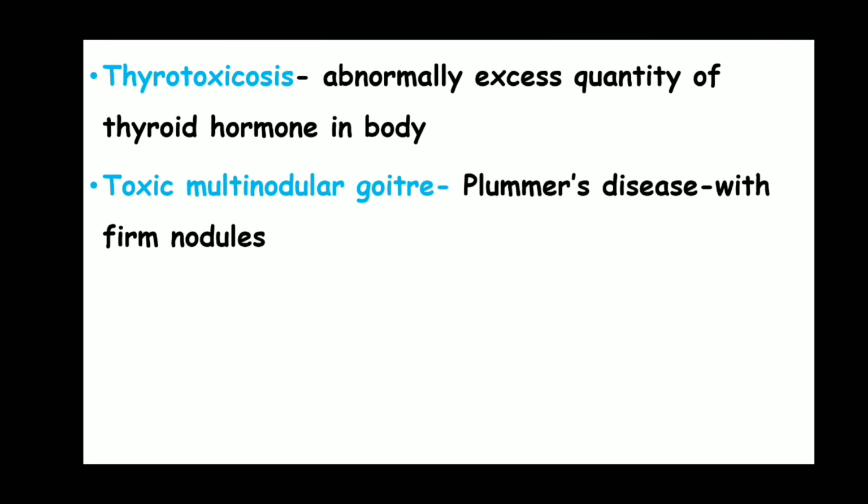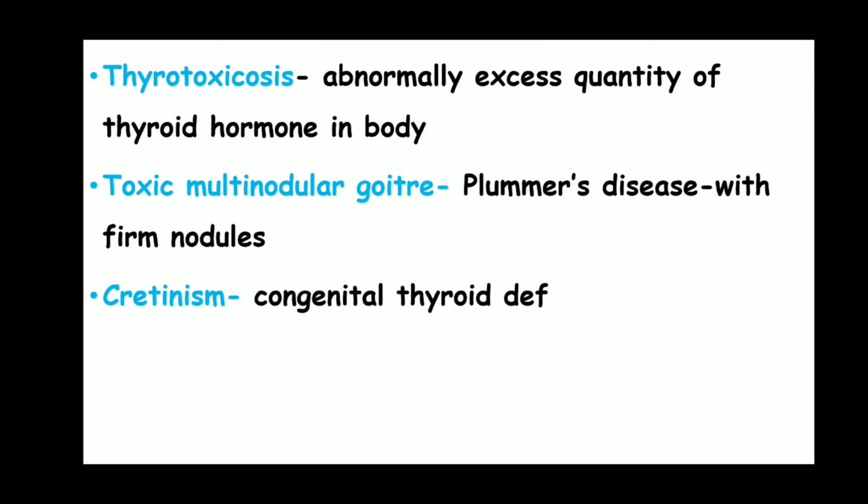Another term is cretinism. That's a congenital thyroid deficiency. Usually the children born with cretinism will have physical problems, and along with that mental abnormality, intellectual level problems will be there, and they will have delayed milestones and all. So cretinism is congenital thyroid deficiency.